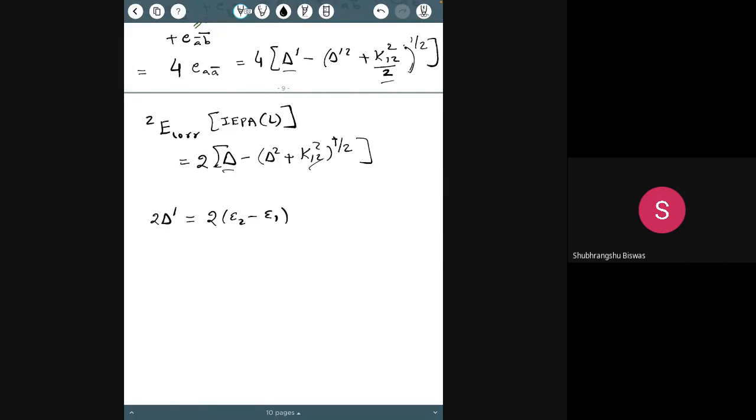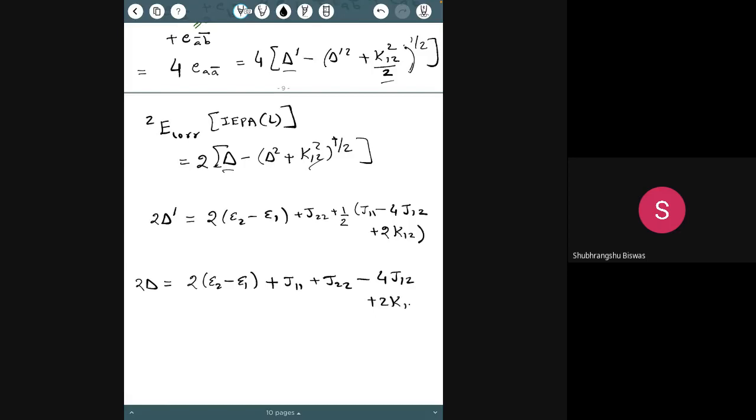That is epsilon 2 minus epsilon 1, the difference in orbital energies. Then you have the Coulomb repulsion: J11 plus J22 minus 4J12 plus 2K12. And 2 delta is equal to 2 times epsilon 2 minus epsilon 1 plus J11 plus J22 minus 4J12 plus 2K12. So how different are they? Basically the difference lies in the Coulomb repulsions and also the exchange. At the orbital energy level they are the same, but in the interactions between the electrons there is a difference, both in the Coulomb interaction and the exchange interaction.